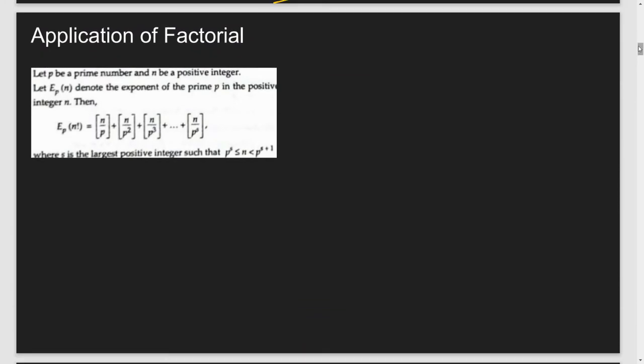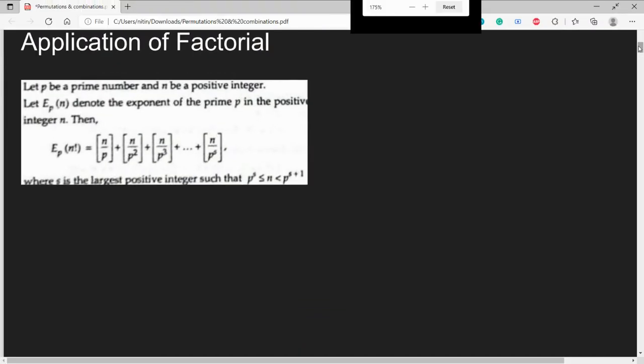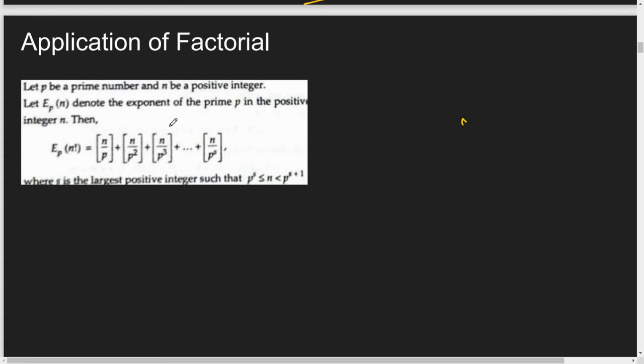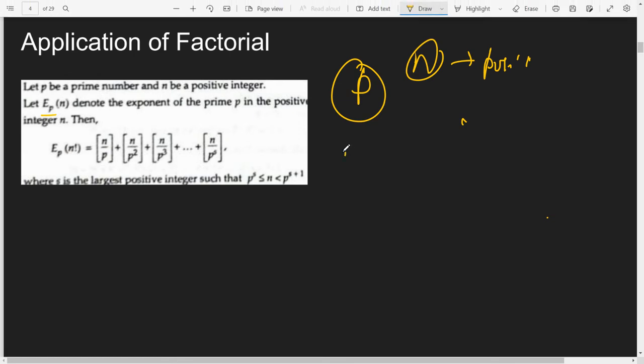But now let's see the application of the factorial. Okay, what are the applications of factorial? Let's say we have p as a prime number, and n is a positive integer. Then let E_p(n) denote the exponent of prime p in the positive integer n.